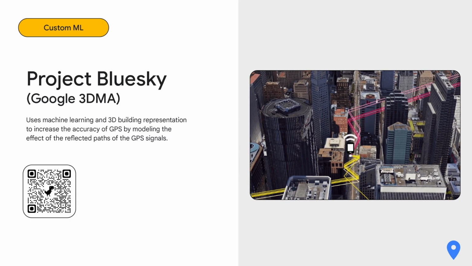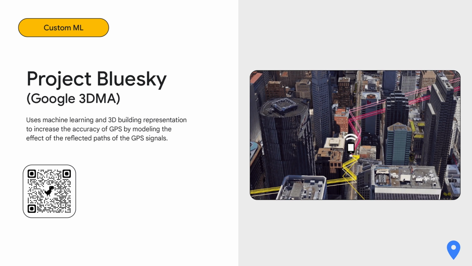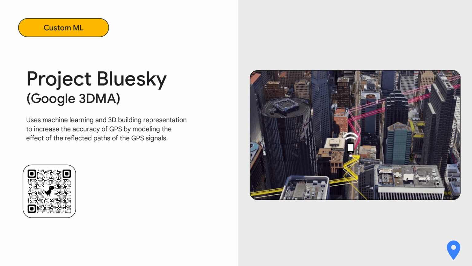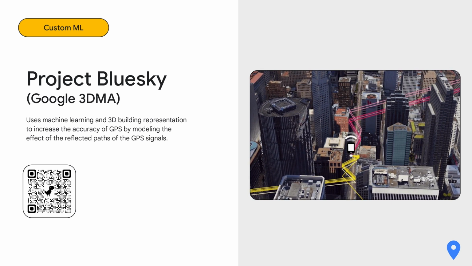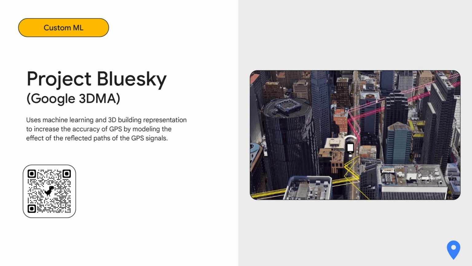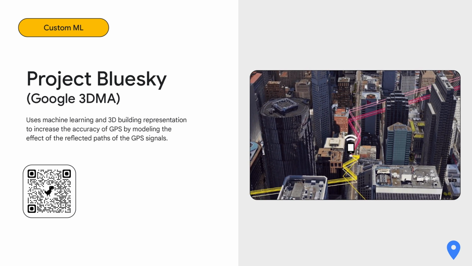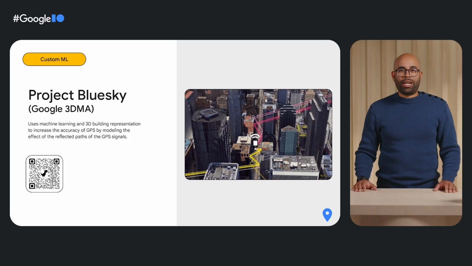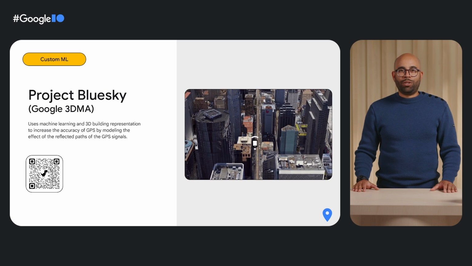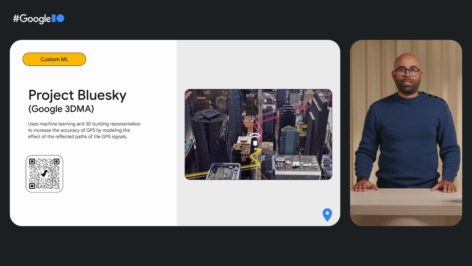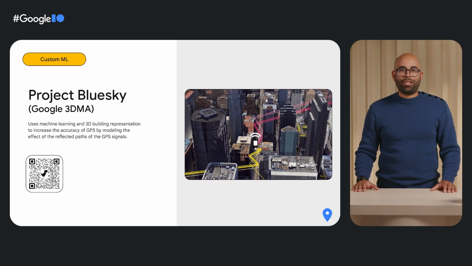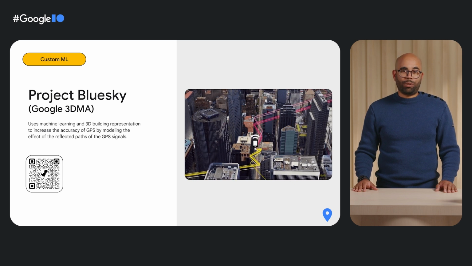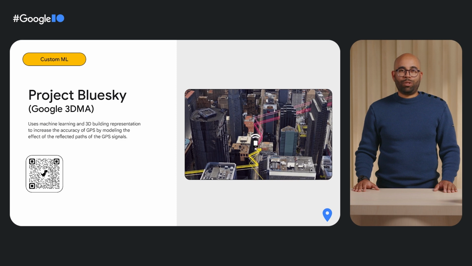Internally, Google is actively leveraging TensorFlow Lite in Google Play Services to solve technical problems that didn't have a solution before. Have you ever ordered a rideshare that arrived on the wrong side of the street? The smartphone's GPS accuracy tends to drop in dense urban areas where the device doesn't have a direct line of sight with the satellites. Project Blue Sky, used in Android 8 and above, uses machine learning and 3D building representations to model effects of the reflection and increase the accuracy of the GPS in urban canyons, and, for example, solve the wrong side of the street problem.